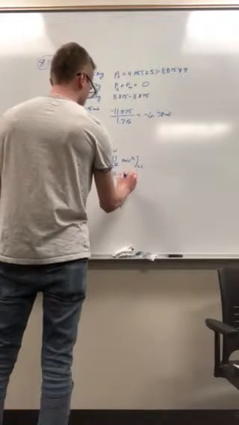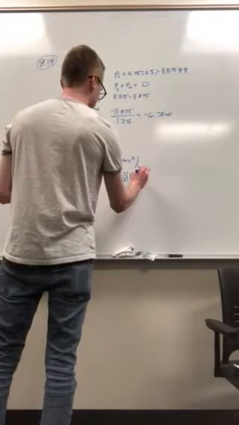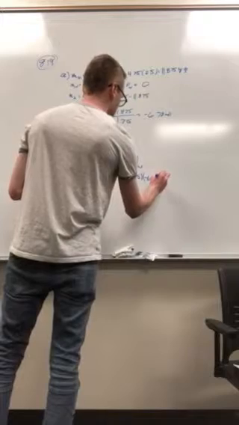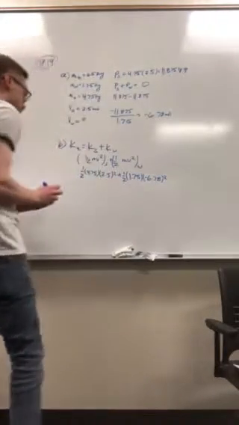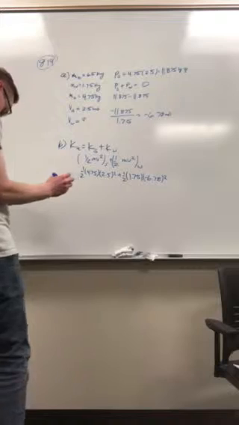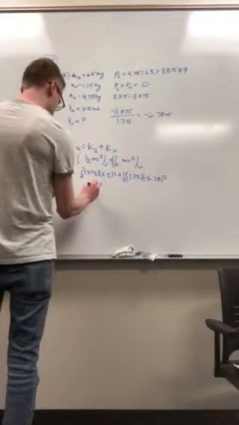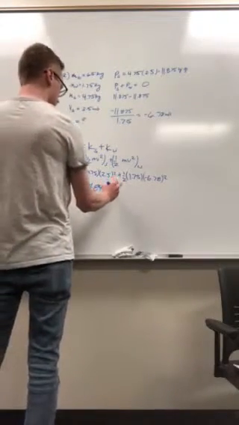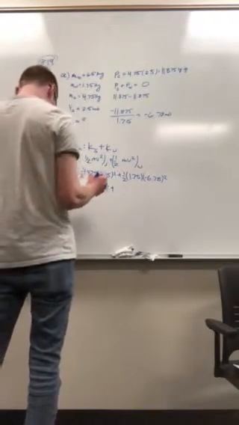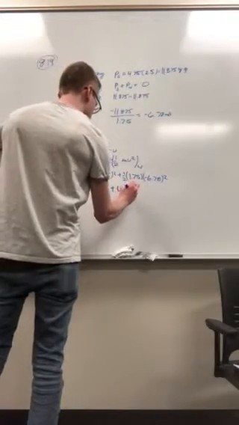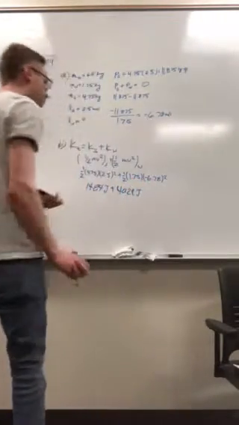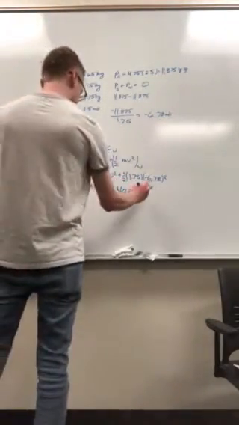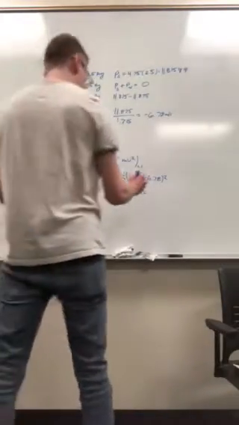plus 1/2 times 1.75 times negative 6.78 squared, which gives us 14.84 joules for the squid plus 40.29 joules for the water. Since the negative velocity is squared, it's positive. The total kinetic energy is equal to 55.13 joules.